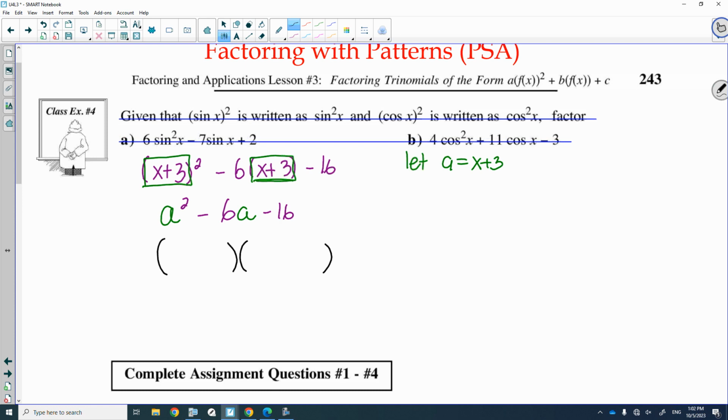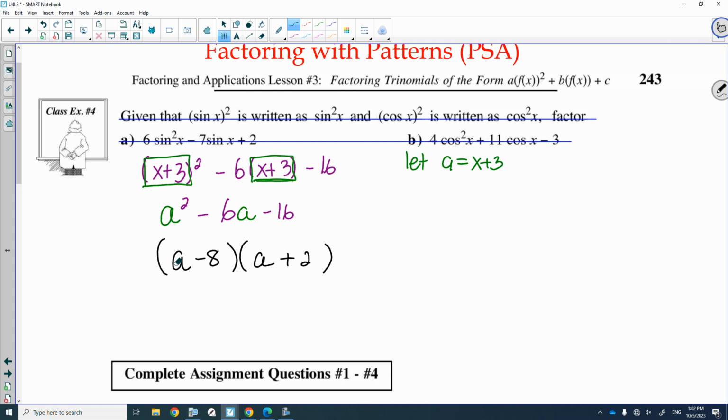Hans, do you have those two numbers? Minus 8 and plus 2. Okay, so a minus 8 and a plus 2. Now, I can't box that in as the answer because I just made up a to be equal to this. So now at the end, I'm done factoring.